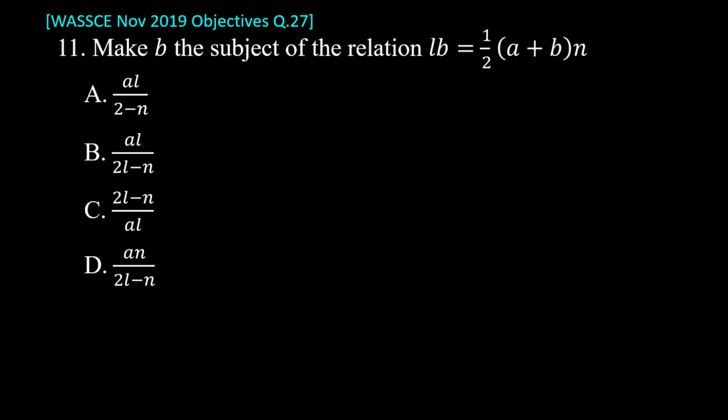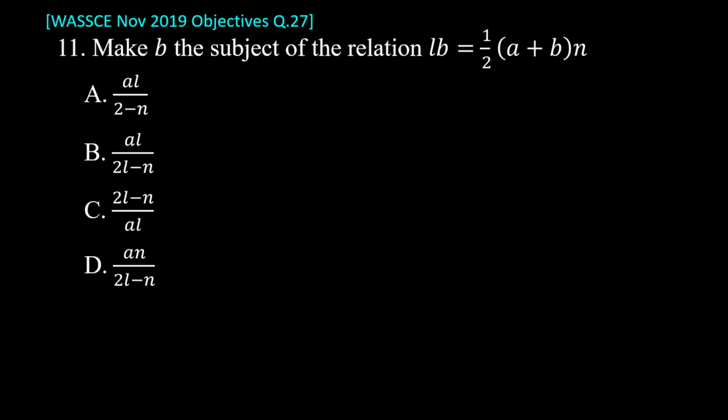Question 11. And this was taken from WASSCE November December private exam 2019, objective question 27. Make B the subject of the relation LB is equal to half multiplied by the sum of A and B multiplied by N.